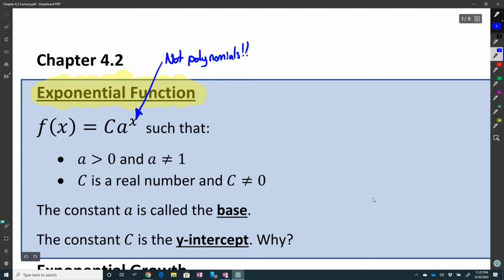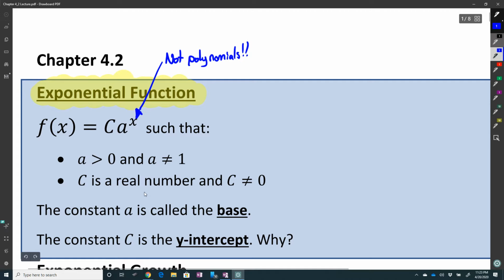Okay, so it's a different type of equation. So everything that we've done up till now has been a polynomial. Lines have been polynomials, horizontal lines have been polynomials, quadratics, cubes have been polynomials. And so now we're dealing with our first non-polynomial function.